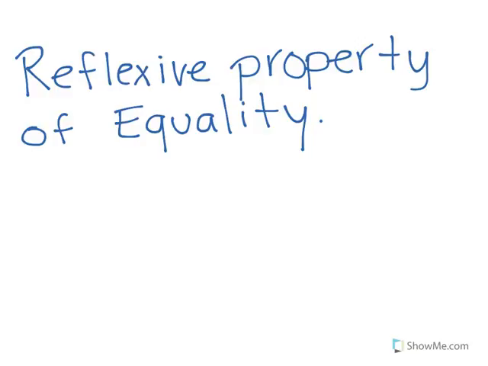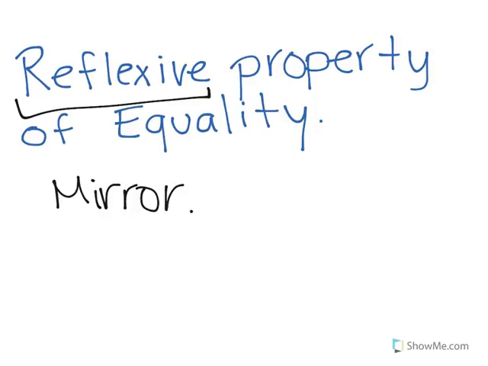So our first property is the reflexive property. When you think of reflexive, you can think of a mirror. A mirror just shows yourself back at you, right? So this is the reflexive property of equality. If you have a 3, the equal sign acts as a mirror and 3 is equal to 3. It just shows 3 back to itself.